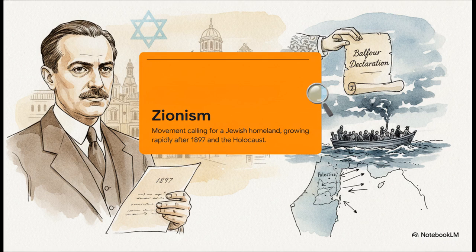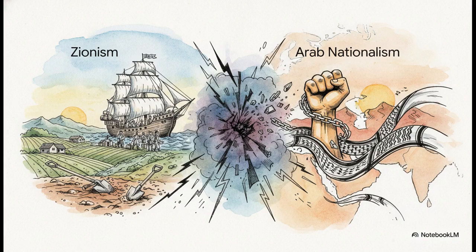Crucially, though, the horrors of the Holocaust during World War II deeply intensified Jewish immigration to Palestine. This brought immense demographic shifts to the region as populations urgently sought safety and sovereignty. And this brilliantly illustrates how two powerful, overlapping nationalist movements were suddenly set on a collision course.